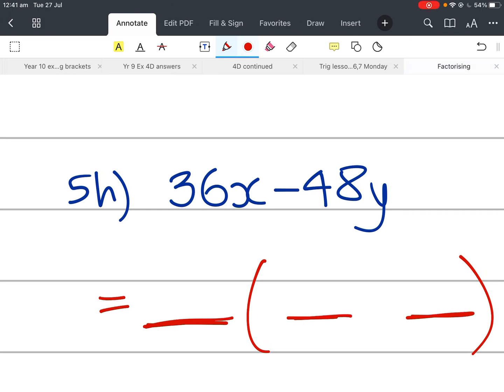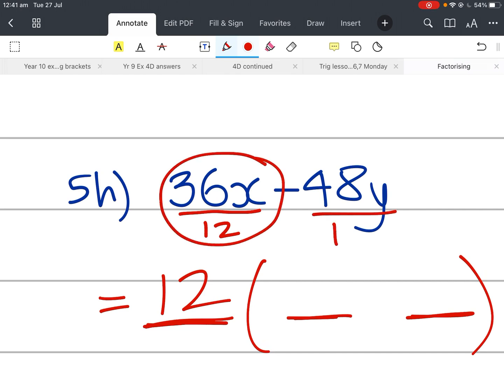I'll just get my calculator and double check because I haven't done the answers yet. Now, I know 4 goes into both of those, but I've got a funny feeling both of those are also in the 12 times tables. So, yep, I'm going to check, and 12 goes into both of those 2 numbers. So I'm going to write 12 on the outside. So now my next step is to divide 36x by 12. And don't forget the x, my bad. And the 48y by 12.